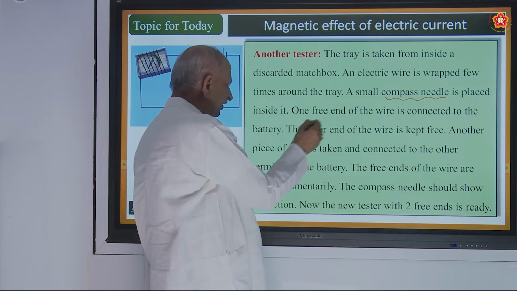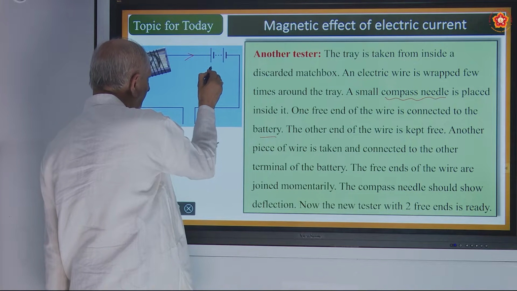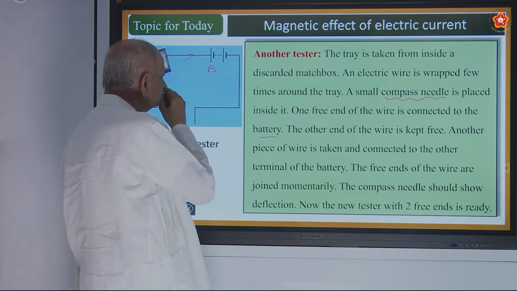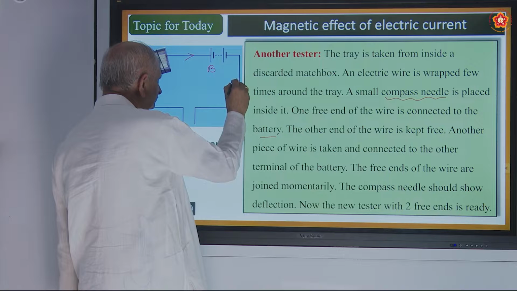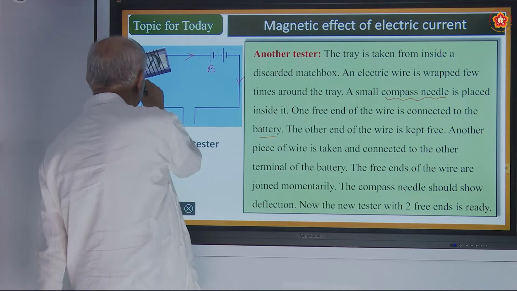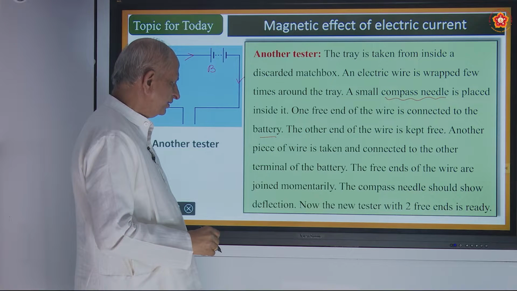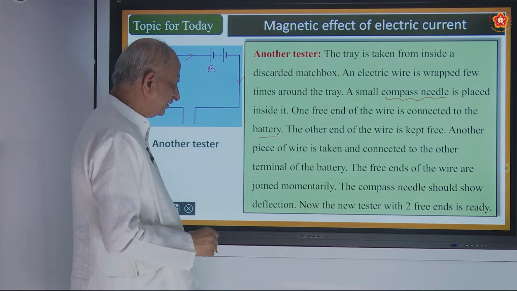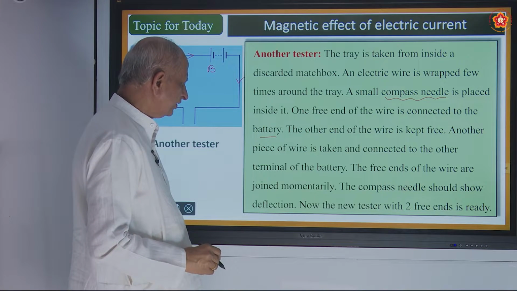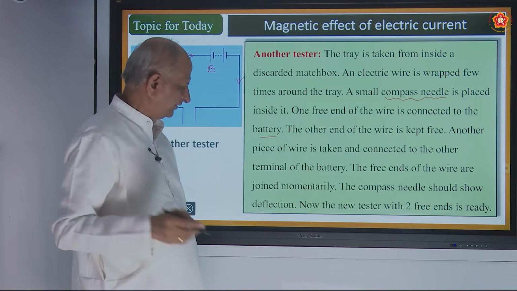One free end of the wire is connected to the battery. So this wire is connected to a battery. This is what is called a battery. This is the compass needle. And the other end of the wire is kept free. Another piece of wire is taken and connected to the other terminal of the battery. Why is it called a battery? It's a group of cells.